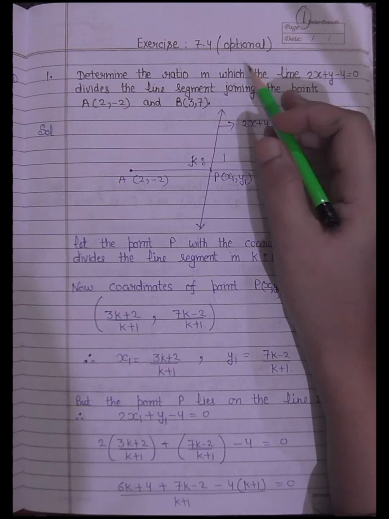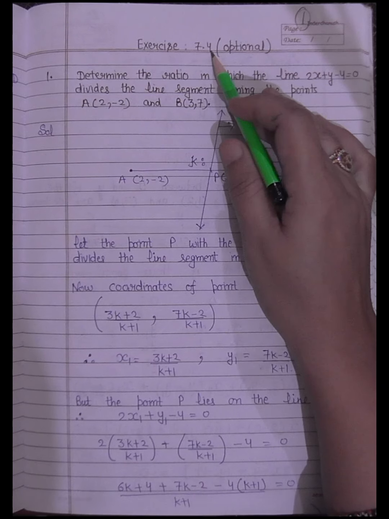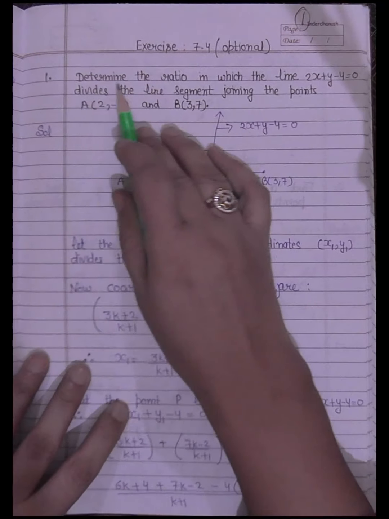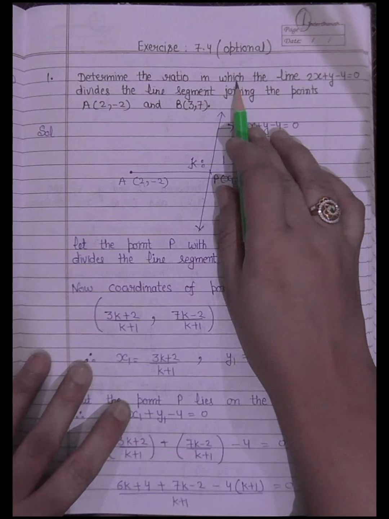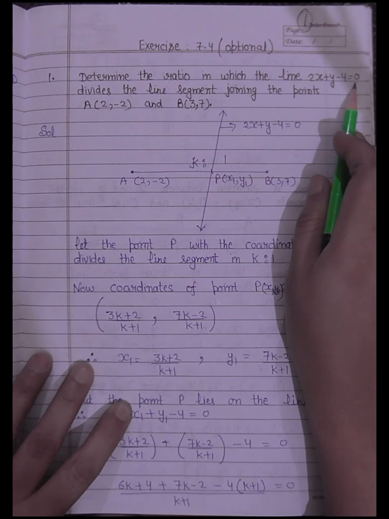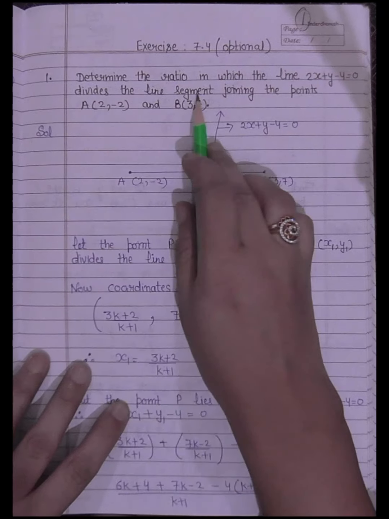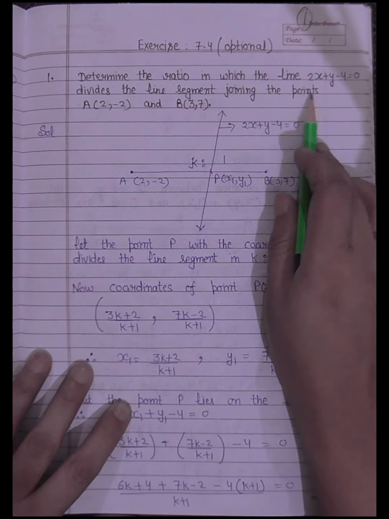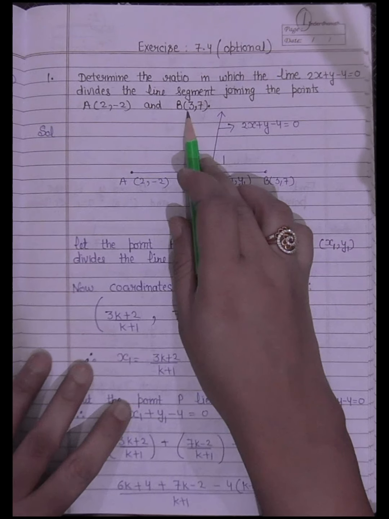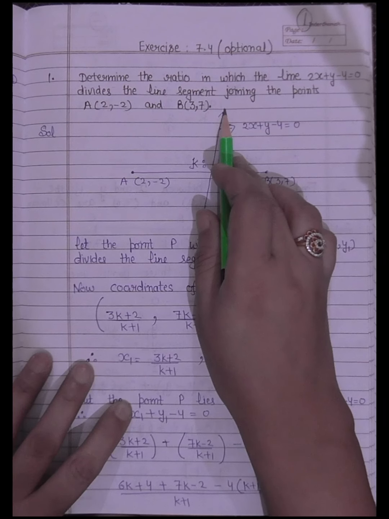Today we are going to start exercise 7.4, which is optional, of chapter 7. First question is, determine the ratio in which the line 2x + y - 4 = 0 divides the line segment joining the points A with the coordinates (2, -2) and B with the coordinates (3, 7).